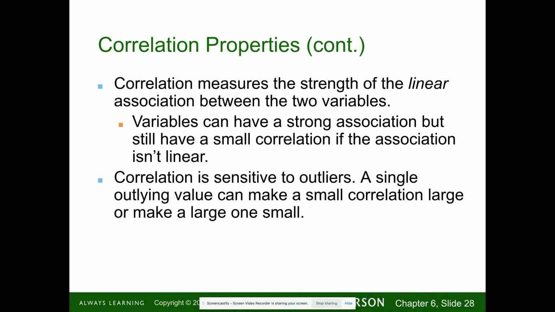Correlation is sensitive to outliers. A single outlying value can make a small correlation large or a large one small. If we look at that one outlier, it really threw off that number. I bet you if we recalculated the height versus weight and we got rid of that one outlier, the correlation would probably go up to 0.8, 0.9. That one outlier can really throw it off.